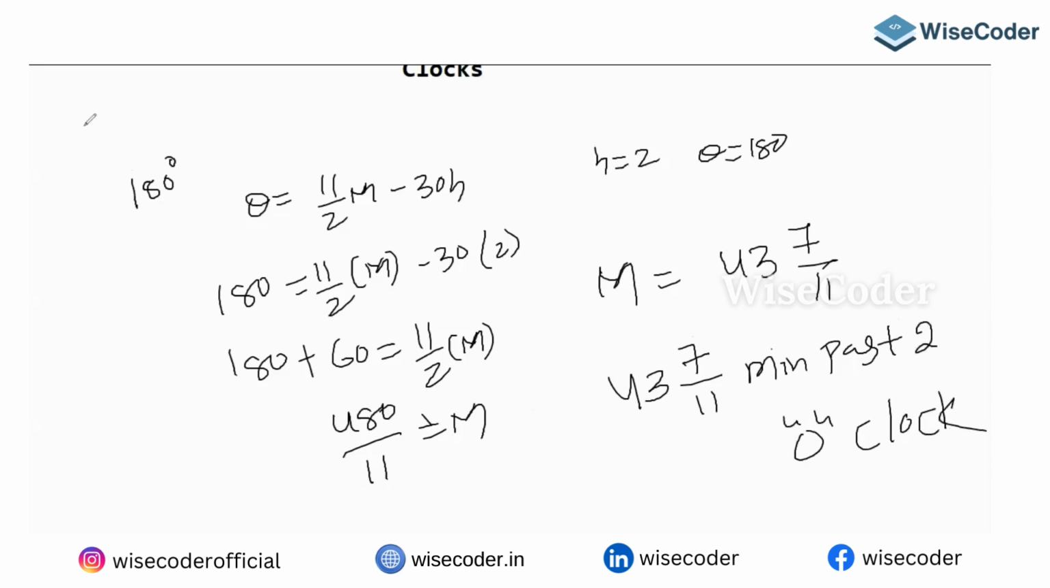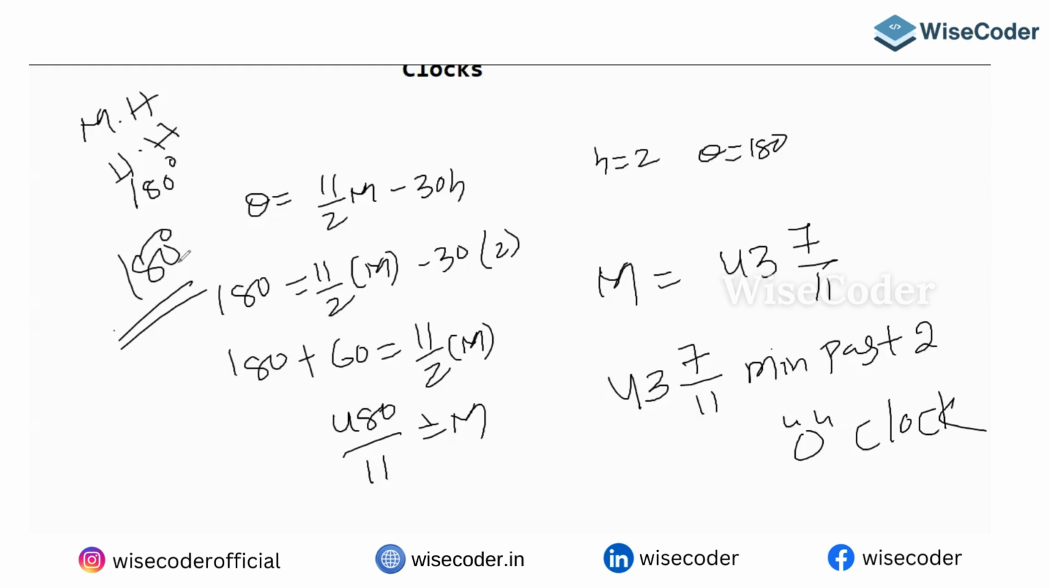At that time, the minute hand and hour hand will make 180 degrees. So if you closely observe, our first question was based on time being given, and we needed to figure out the angle.